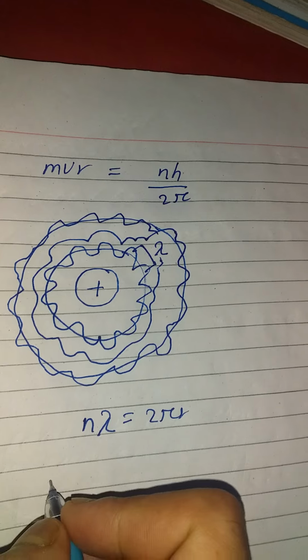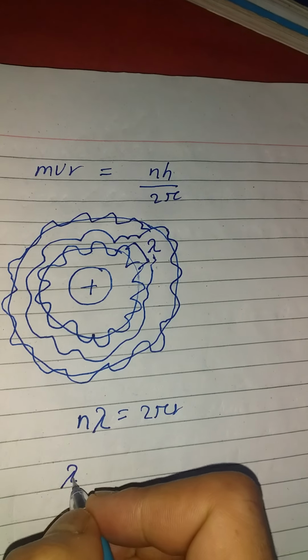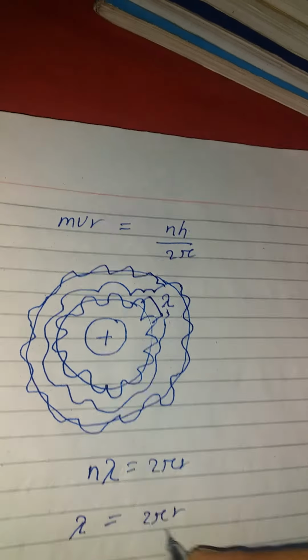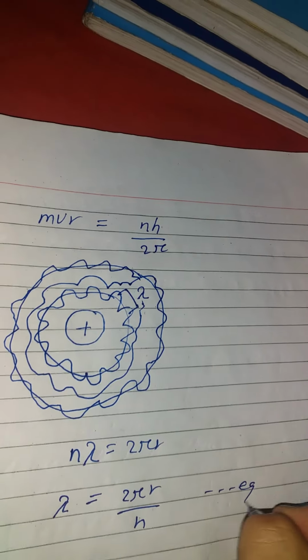So with that we get n lambda is equal to 2 pi r, lambda is equal to 2 pi r by n. So let's call this equation 1.